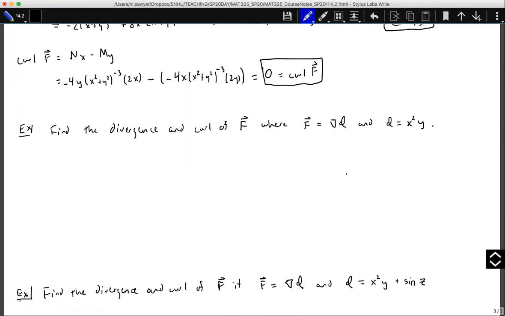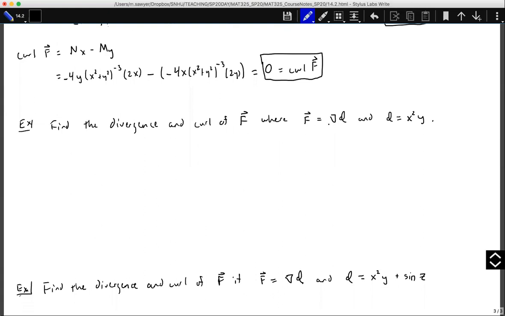So let's suppose I'm finding the divergence and curl where I have a vector field given by a potential function, x squared times y. So the first thing I need to do is find my vector field. So I take the partial with respect to x and the partial with respect to y. So the vector field is phi sub x, comma, phi sub y. So phi sub x is equal to 2xy. Phi sub y is equal to x squared. So now I have my vector field, so I can find my divergence and curl.